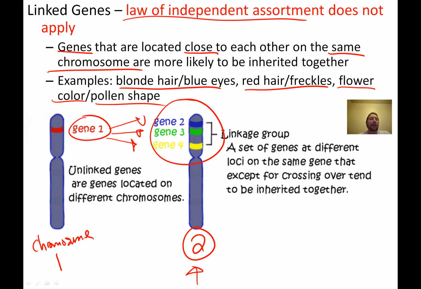So that's the concept of linked genes or linked traits. Traits that are more likely to be found together are usually found on the same chromosome, just like blonde hair and blue eyes are found on the same chromosome, chromosome 15.